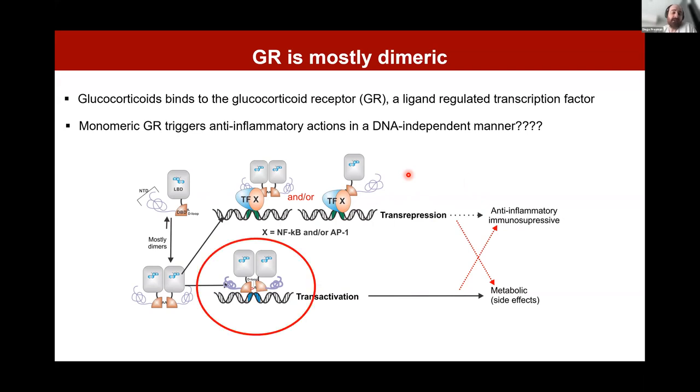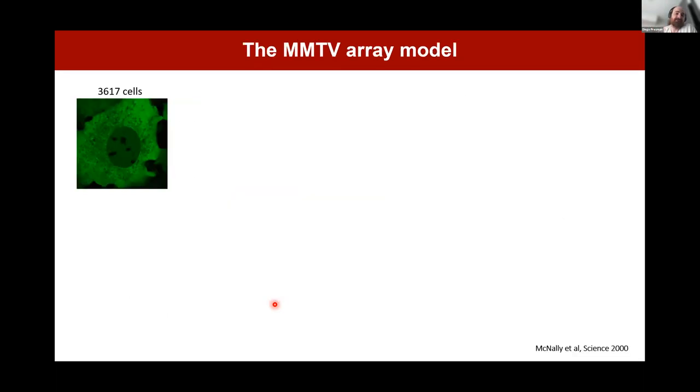So I'm going to finish by also questioning the idea of what is the oligomerization state of GR when it is bound to DNA. And that's not a trivial question to answer, especially in live cells. So what we did is we used this very interesting model that we have. These are called 3617 cells, and they are mammary adenocarcinoma cells.